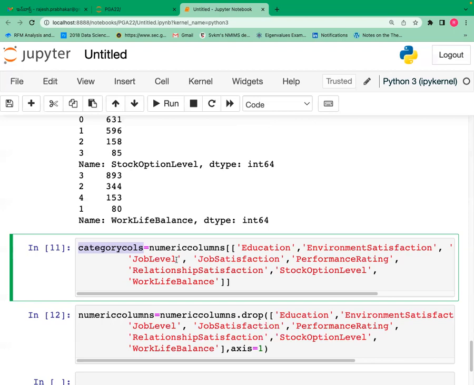Here we are selecting them as a separate data frame called category columns. Here we are dropping them from numeric columns so that there is no duplication. So we have identified that these are categorical columns. Double square brackets means you are selecting them as a separate data frame. Immediately you are dropping them from numeric columns to avoid duplication. That is what we are doing here.